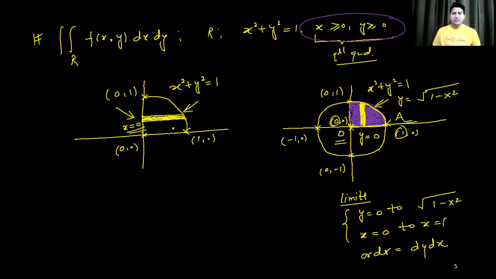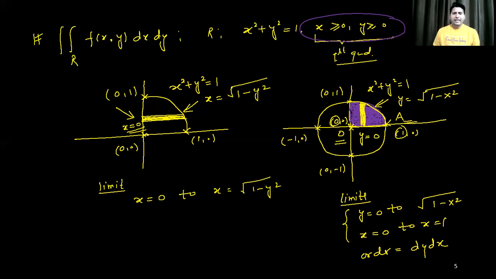It terminated on this curve. What is the value of x on this curve? Just find from the given equation. x will be root of 1 minus y square. So the limit of x will be x equal to 0 to x equal to root of 1 minus y square. This is the limit of integration I am getting, students. So the limit of x will be x equal to 0 to x equal to root of 1 minus y square.